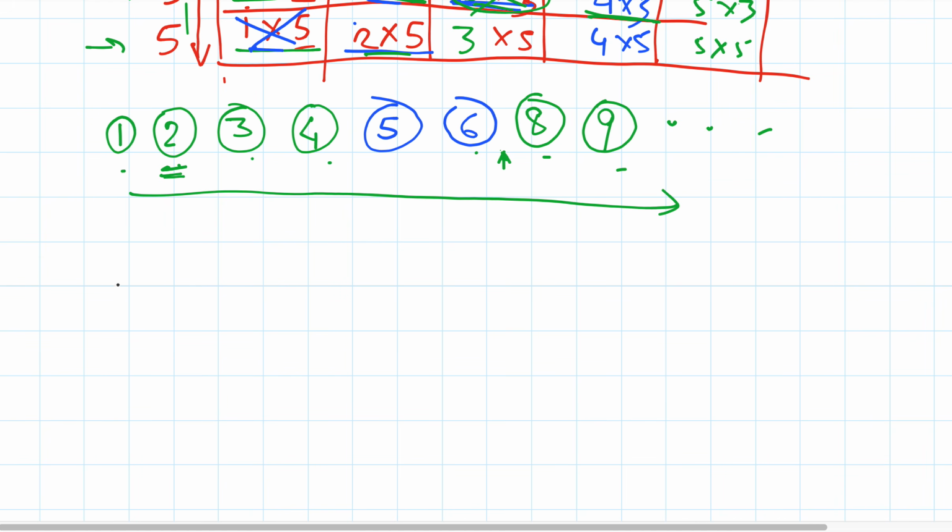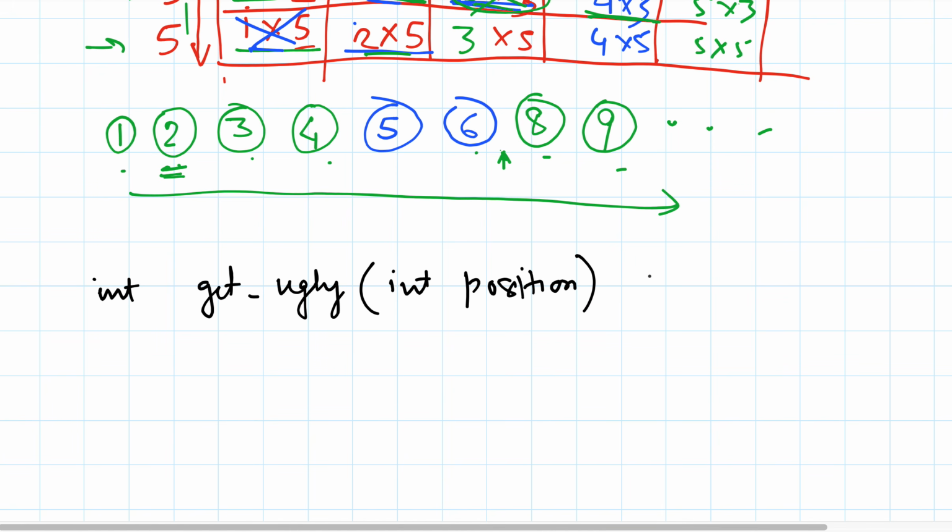So the function definition would be, we have an integer-returning function getUgly, and we will put here position. Like if position is 10, that means we want the 10th ugly number. So for that we will start filling this array. We will stop when we reach this count or position.